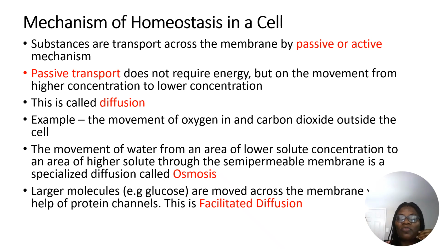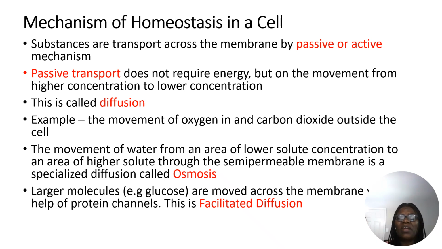The substance will just move from a region where you have a higher concentration to a region or an area where you have a lower concentration. So in this example, oxygen moves from outside the cell, where you have a higher concentration, into the cell, where we have a lower concentration. In the same way, carbon dioxide will move from within the cell, where we have a higher concentration, through the membrane to the outside environment, where we have a lower concentration of carbon dioxide. So this type of movement is simply described as diffusion.